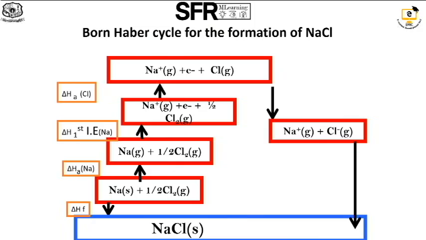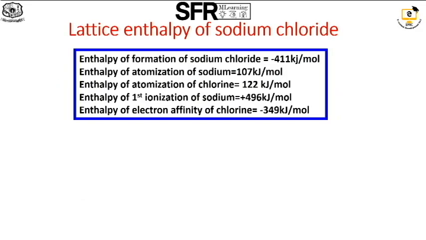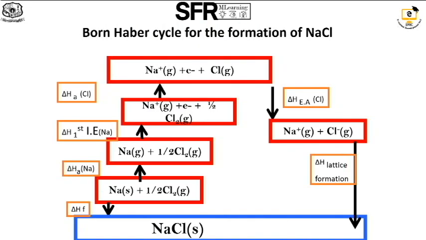Finally, the combination of metal cation and halogen anion to form a solid. This is the final step in which the cation formed in step 2 and the anion formed in the previous step combine together to form one mole of solid MX. In this process, energy equal to the lattice energy of MX is released. Hence, there is a negative sign before the lattice enthalpy. It is an exothermic process.